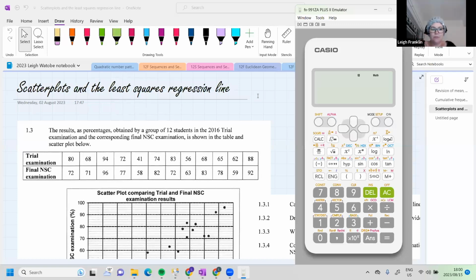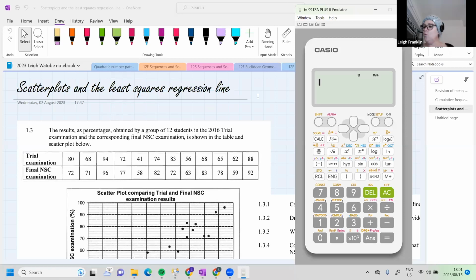So I hope everybody's got their calculator with them. We're going to talk about finding the equation of the least squares regression line, how we would use that to make a prediction, the correlation coefficient, et cetera, the sorts of questions that we would expect to see in our trials exam and again in our final exam. All right, so let's just have a look at the first question. It tells us the results as percentages obtained by a group of 12 students in the 2016 trial examination, and the corresponding final NSC examination is shown in the table below.